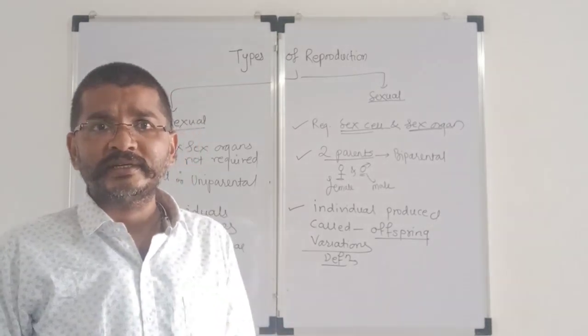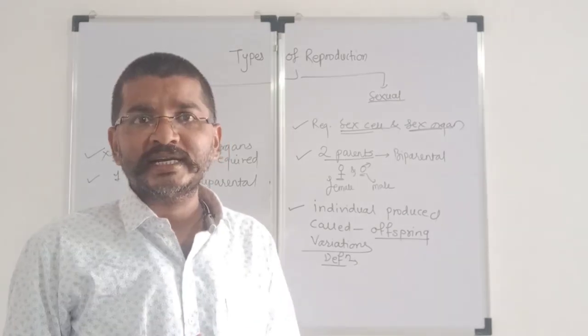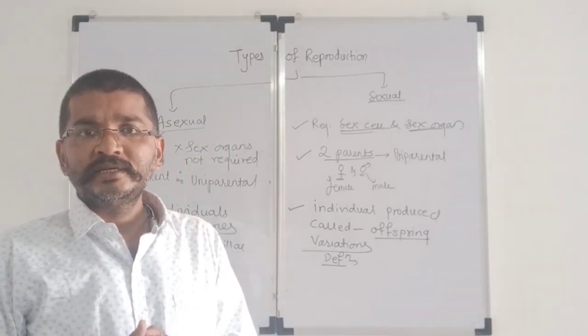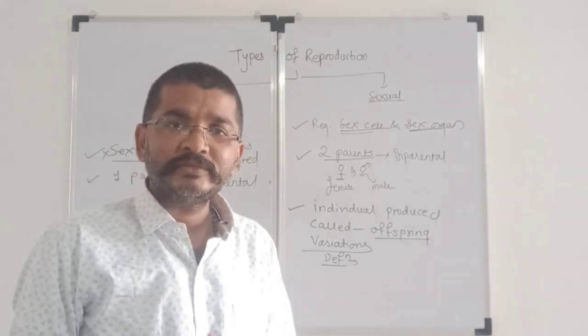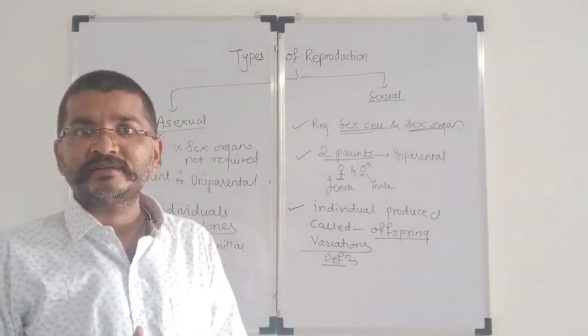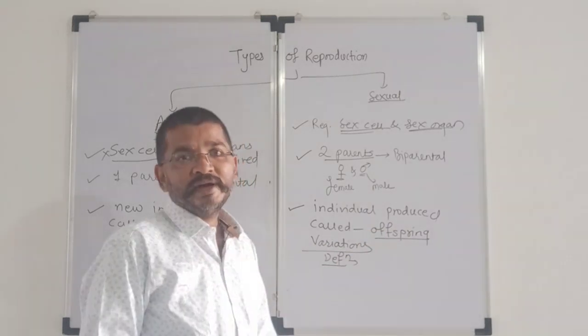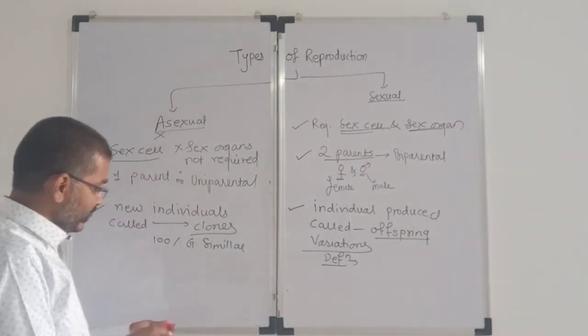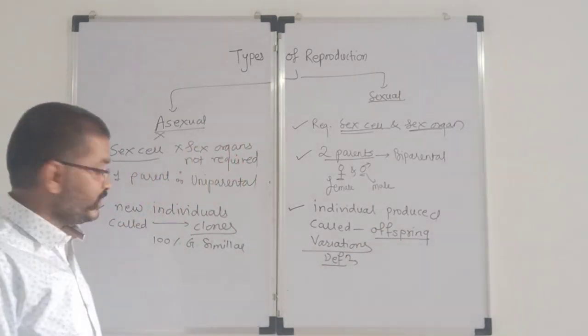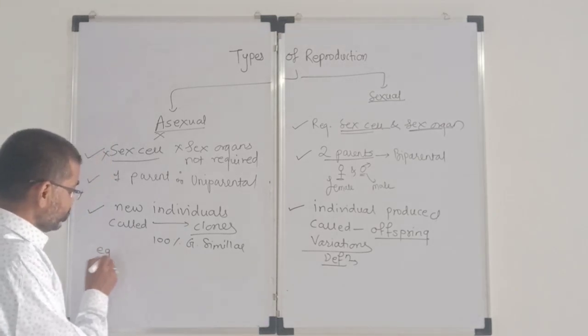Eye color is the common character and the differences in this character are called variation. If you are talking about height, tall, dwarf, intermediate, etc. So these are the variations. So offsprings are showing variation. So in last, we'll see the examples of asexual reproduction.